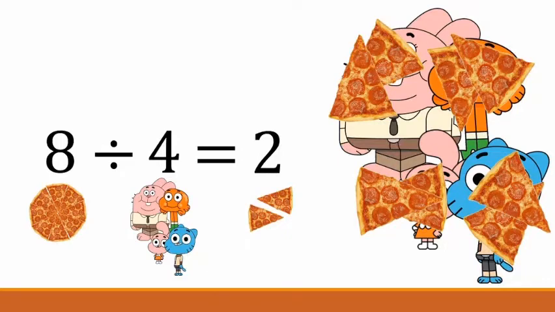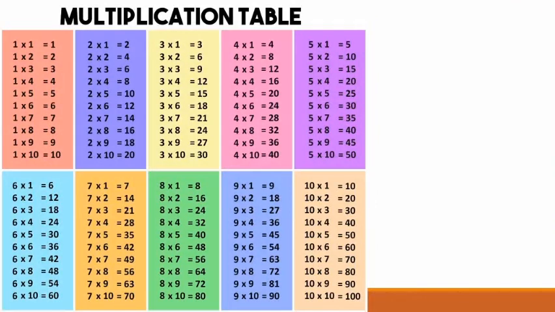Probably you have noticed that 4 times 2 is equal to 8, and that is because you already know the multiplication table. And there is a reason for that. It is because the division is just an inverse multiplication. Let's see an example for that.